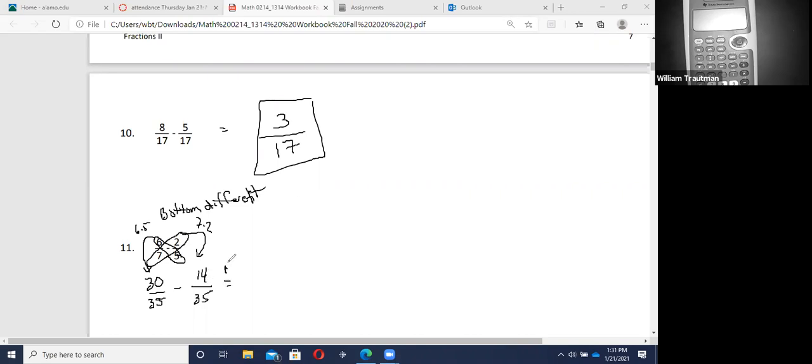Now the bottoms are the same. And let me write that in there. Now our bottoms are the same. So we add or subtract the tops. 30 minus 14 is 16. We don't touch the bottom. Anytime the bottoms are the same, we don't touch the bottom. And we try to reduce. 16 divides by 2 and 4 and 8. 35 does not divide by any of those. So we're done. If you put this into your calculator, you should get the same answer as me, 16 over 35. 6 over 7 minus 2 over 5. You should get 16 over 35.